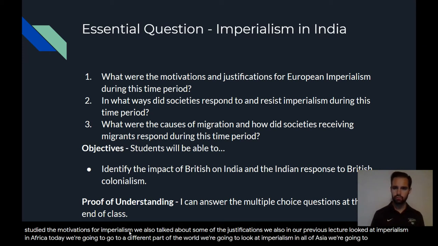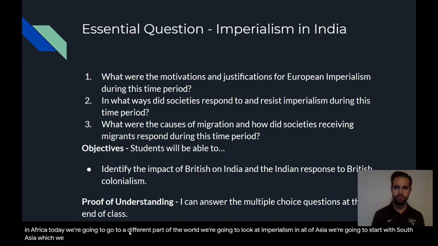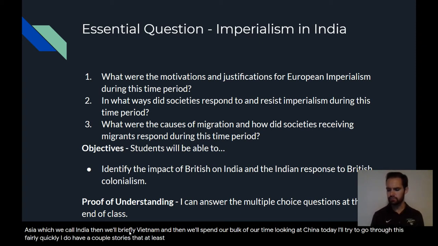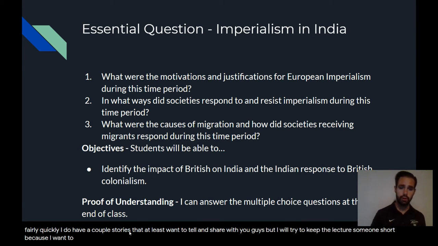We're going to start with South Asia, which we call India. Then we'll briefly talk about Southeast Asia, places like Vietnam, and then we'll spend a bulk of our time looking at China today. I'll try to go through this fairly quickly. I do have a couple stories that I at least want to tell and share with you guys, but I will try to keep the lecture somewhat short because I want to be wary of your time.